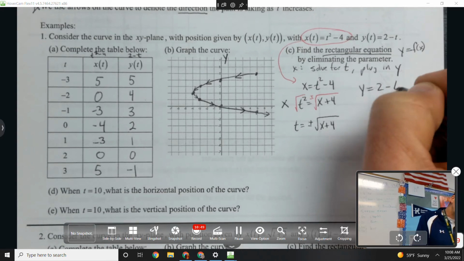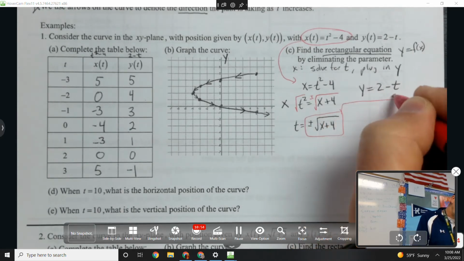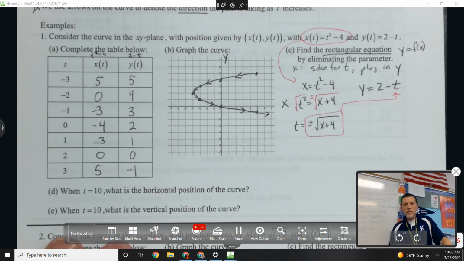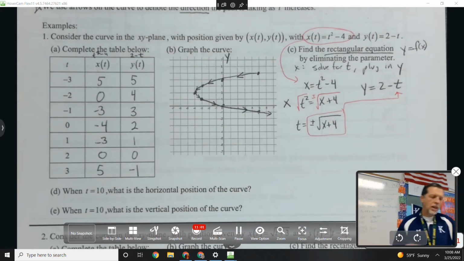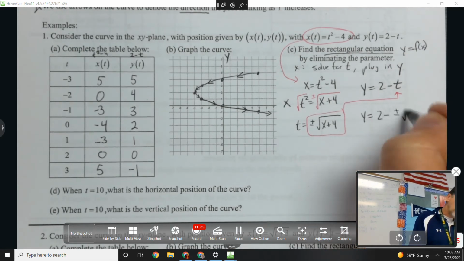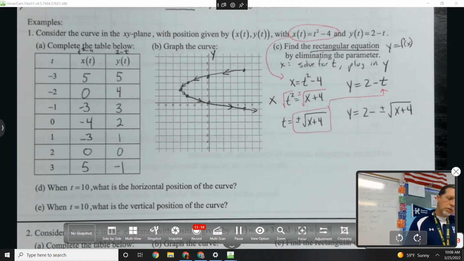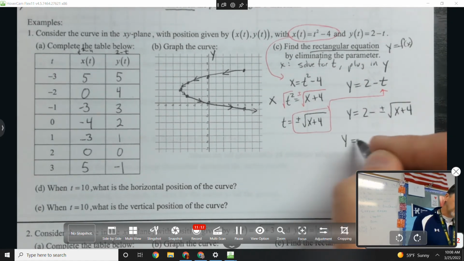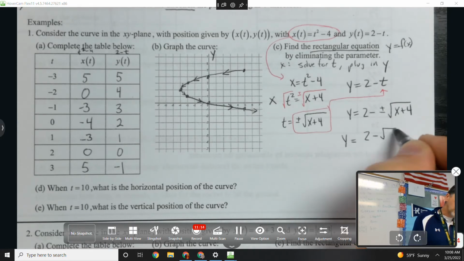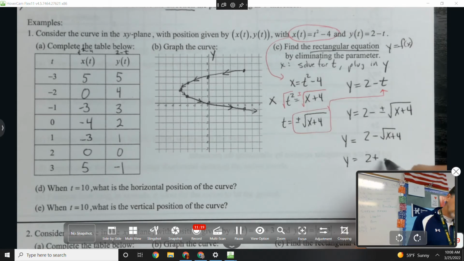y equals 2 minus t. So now I know what t is. I'll plug that expression in for t. 2 minus plus or minus the square root of x plus 4. That looks a little bit weird, so I'm going to write that as two separate ones: 2 minus the square root of x plus 4, and 2 plus the square root of x plus 4.